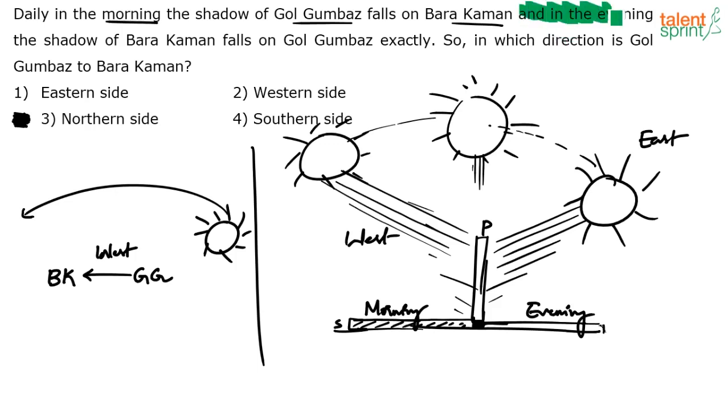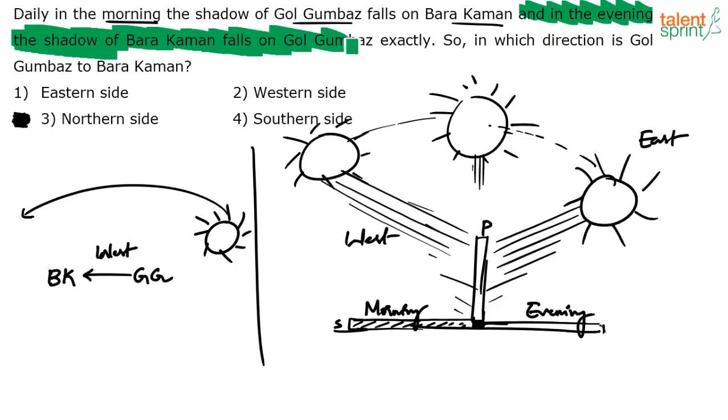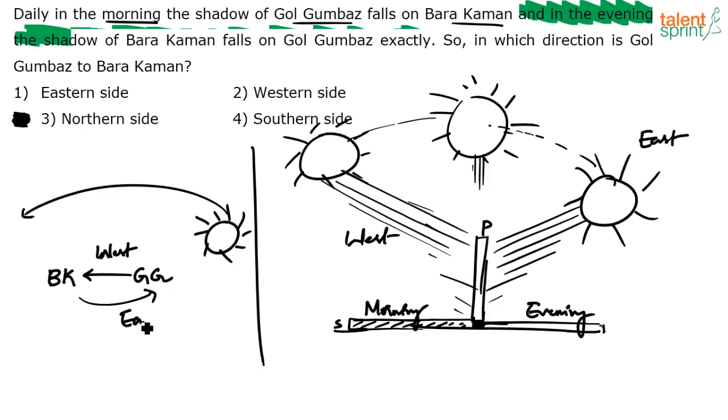And in the evening, the shadow of Barakaman falls on Golgumbaz exactly. This is not needed. From the first part alone, we can say that Golgumbaz is towards the east of Barakaman, or Barakaman is towards the west of Golgumbaz. In the morning, the shadow of Golgumbaz falls on Barakaman. So, in which direction is Golgumbaz to Barakaman? See, Barakaman is towards the west, but Golgumbaz is towards the east.